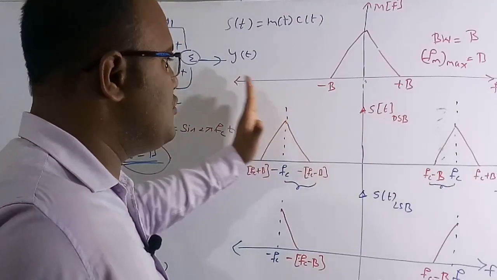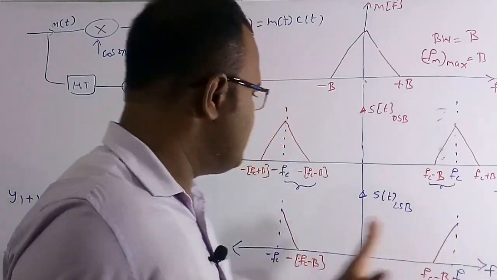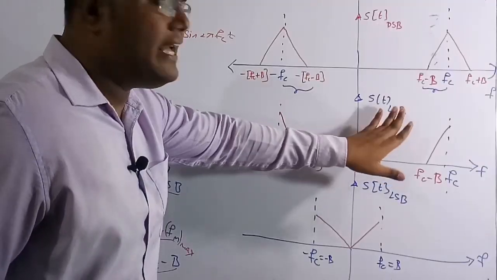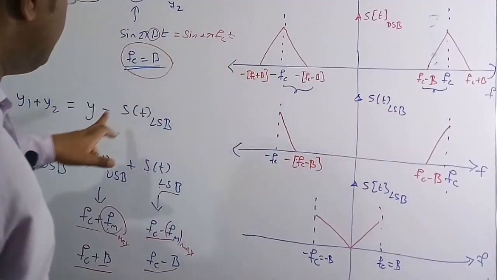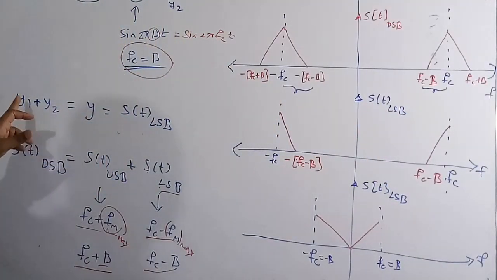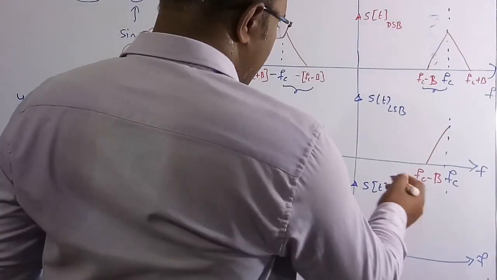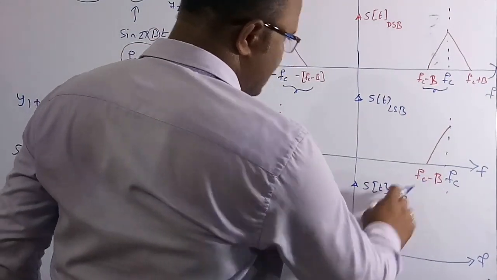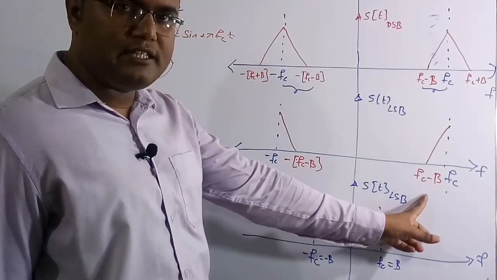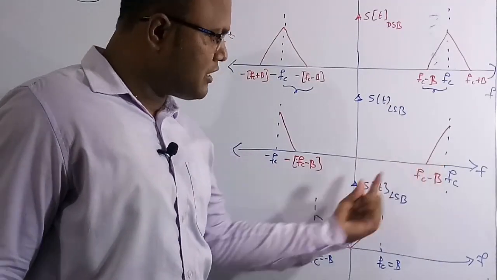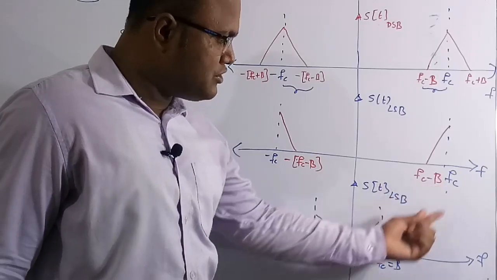Now this part we are going to remove. So therefore this part is removed, this part is removed. So this is the LSB, S of t LSB. We need only S of t LSB because we are going for the positive. Here FC is again B, so B minus B is nothing but 0. So this is going to come to 0 position, and FC is equal to B.